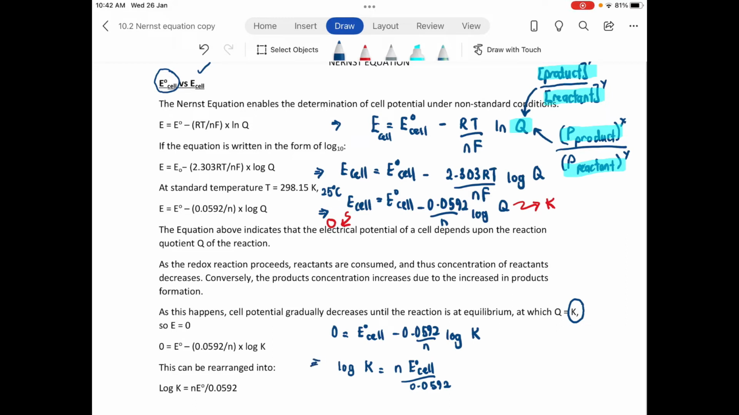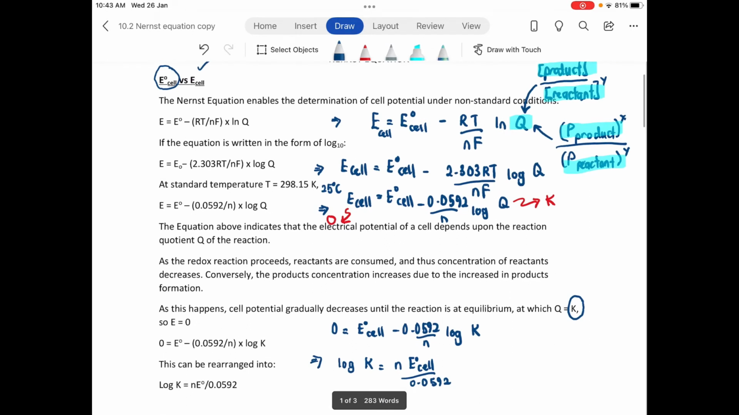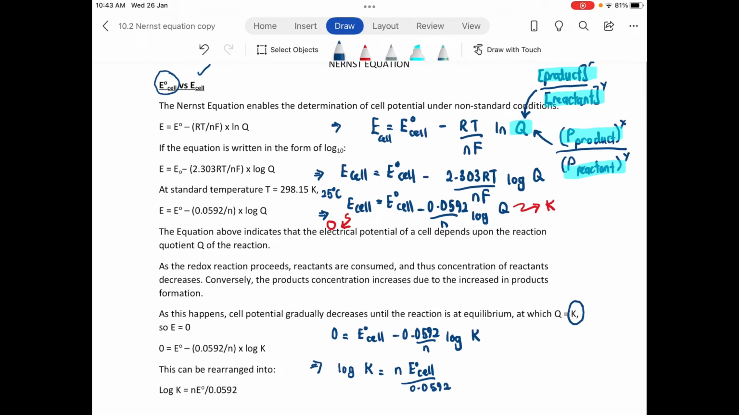Okay, so kita ada 4 versions of Nernst equation depending on which situation that we are given. Okay, selalunya kita tak pakai yang the first equation tu tadi. Yang first version ni selalunya kita tak pakai. Okay, the second equation kita akan guna bila semua dalam keadaan non-standard. Kita punya temperature pun non-standard, kita punya pressure pun non-standard, kita punya concentration pun non-standard.